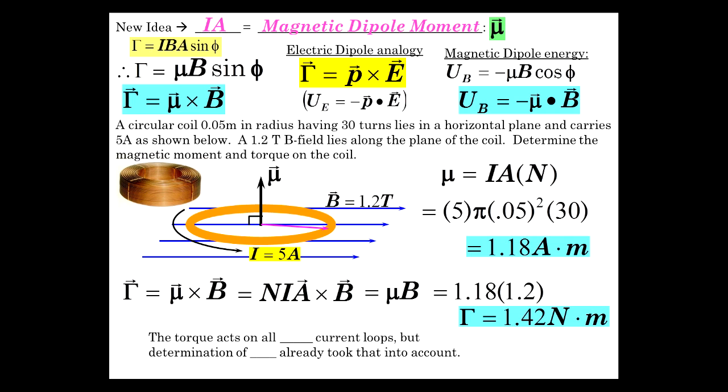Now keep in mind that the torque acts on all the current loops simultaneously. But we already took that into account here, so don't do it again. It's not like this mu corresponds to a single loop of this wire. It's all of them simultaneously. We multiplied it by 30 already. So that is the torque on such a current loop. Notice that the torque is there even when, well, especially when, the area of the loop, not the vector area, but just the regular area, is parallel to the magnetic field. No flux is going through the loop at the moment. That'll prove to be an important consideration.